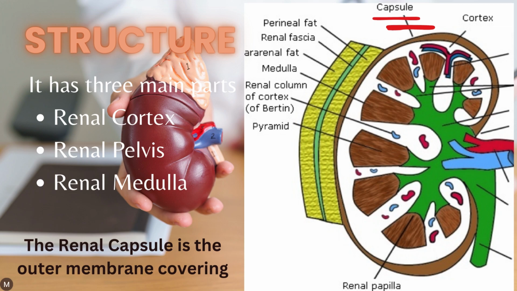Now, just for your information, there is another connective tissue layer surrounding it, outside of the renal capsule. It is a more superficial layer known as the perirenal fat capsule, which is composed of adipose tissue. So connective tissue and adipose tissue both make up this capsule layer, protecting and cushioning the kidney from any sort of damage or harmful infections. Now, discussing the other three parts: renal cortex, renal pelvis, and medulla.